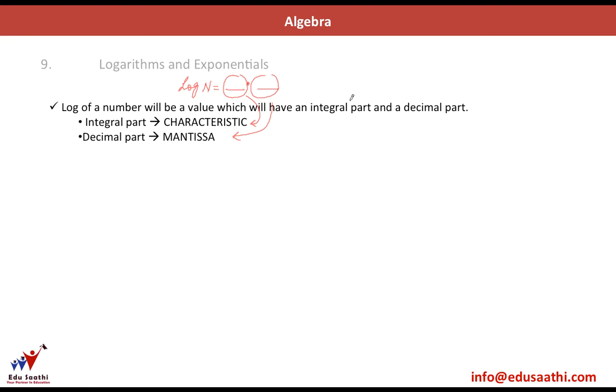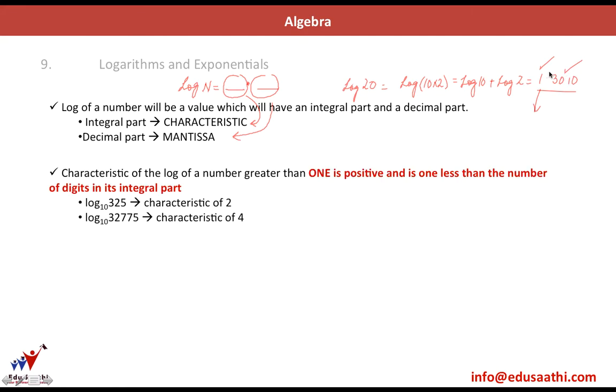So if you want to find the log of 20, it will be log of 10 into 2, which is log of 10 plus log of 2. The answer comes out to be 1.3010. So log of 20 has an integer part, which is 1. This 1 is the characteristic and this 0.3010 is the mantissa.